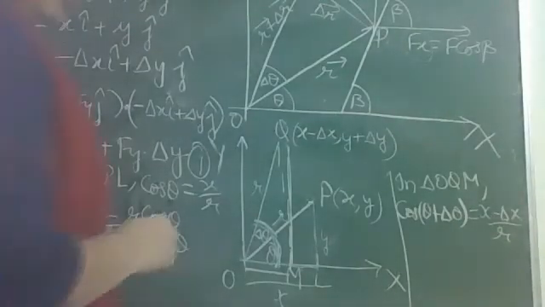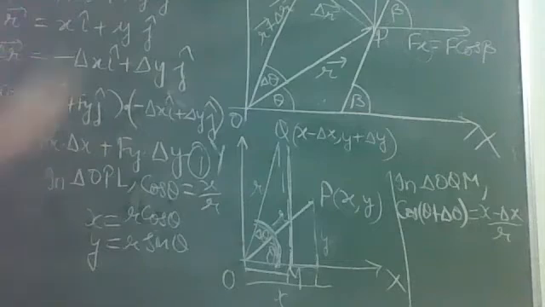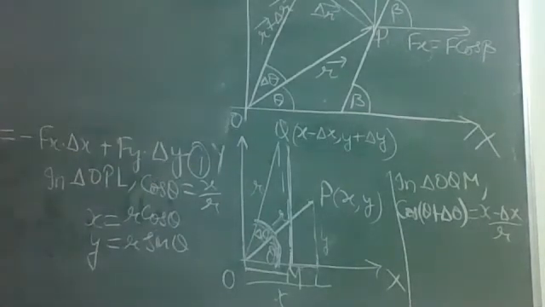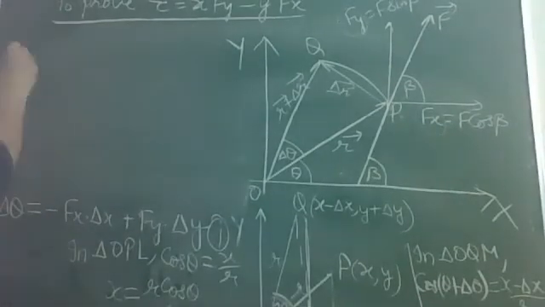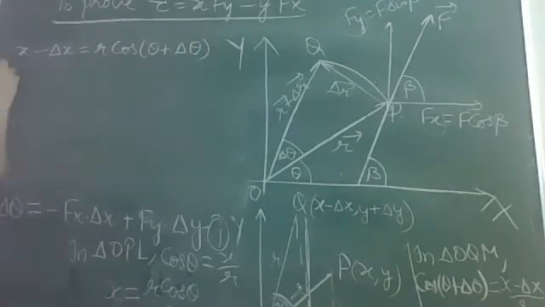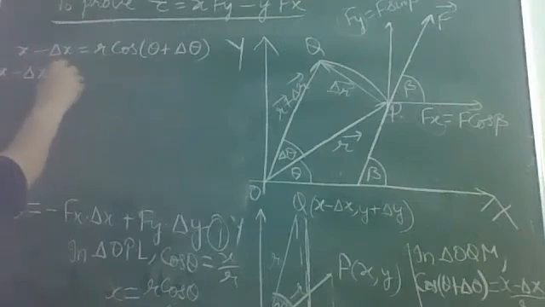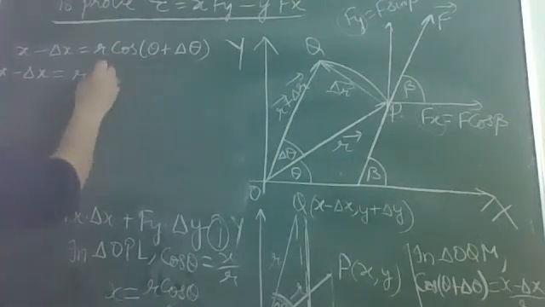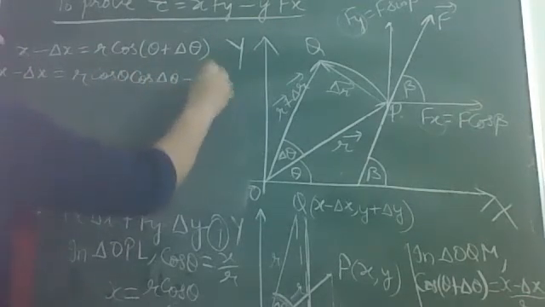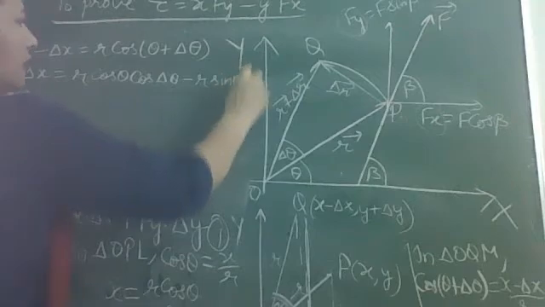Okay. Cross multiply. You get x minus delta x is r cos of theta plus delta theta. Now what is cos of a plus b? Cos a cos b minus sin a sin b.